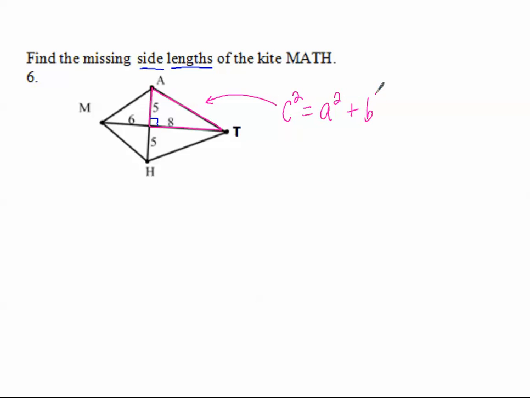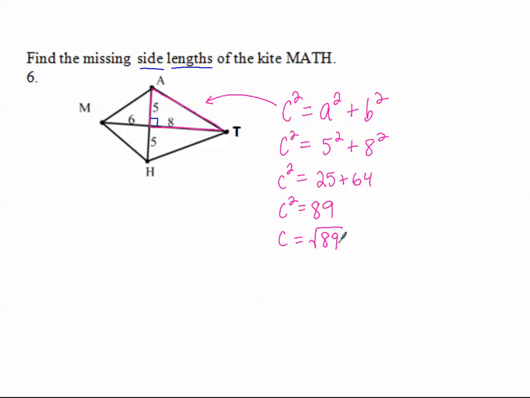C squared equals A squared plus B squared. The C is the hypotenuse, that's the one we don't know. The A and the B are the legs, so we'll plug those in there. So C squared equals 25 plus 64. C squared equals 89. And C equals the square root of 89. Now we can take out our calculator or we can simplify it. 89 doesn't break down, so we leave it as square root of 89 unless the directions say to round it.